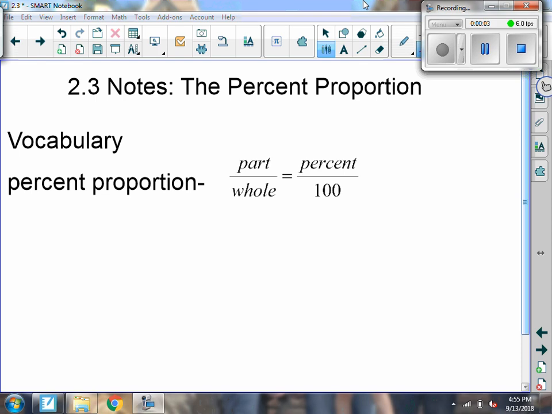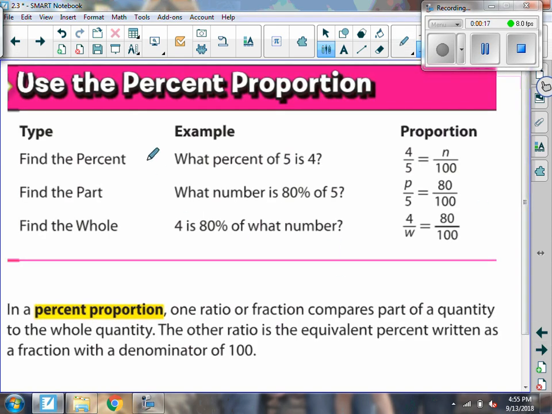Okay, today we're going to talk about percent proportion. So the percent proportion is your part over your whole is equal to your percent over 100. Okay, so this is the formula that we're going to use. We can use this formula to find missing numbers. For example, what percent of 5 is 4?